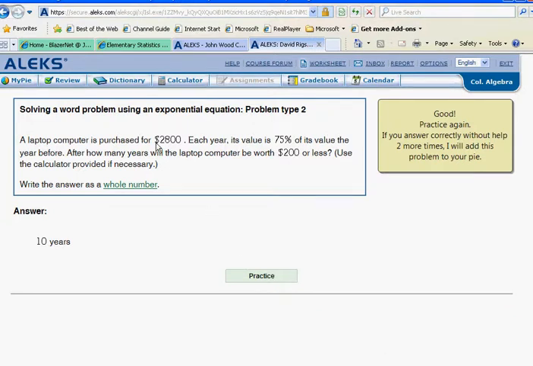Okay, we see here that the 2800 is our A0. Each year its value is 75% of its value the year before, so this is our base, 0.75. After how many years will the laptop be worth $200 or less? So this is going to be our A. They're asking us for years, and each year this change happens, so K is 1 in this case. We can size this up according to our standardized formula. Let's plug that in and get set up.